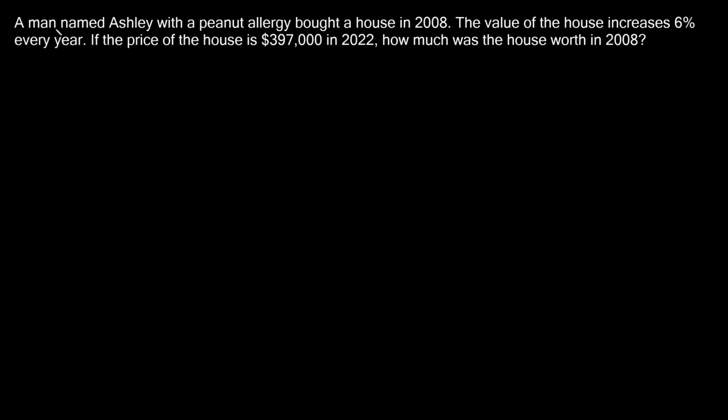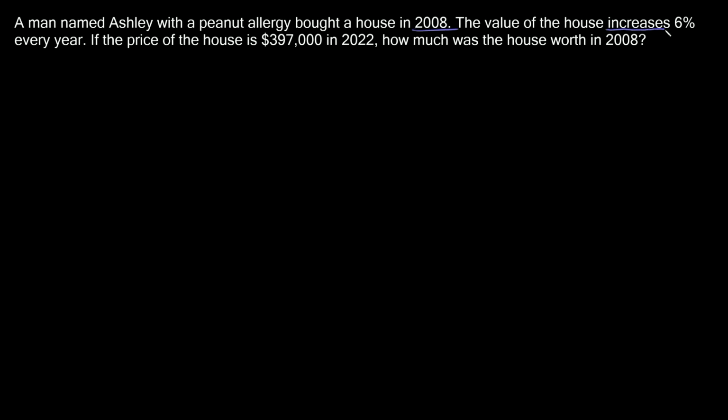Okay, so here it says a man named Ashley with a peanut allergy bought a house in 2008, right? So he bought a house in 2008. The value of the house increases 6% every year. If the price of the house is $397,000 in 2022, how much was the house worth in 2008? Okay, so let's figure some stuff out. So this dude, Ashley, bought a house in 2008. The value of the house has been increasing.